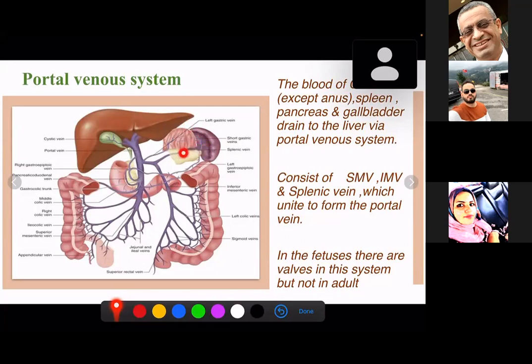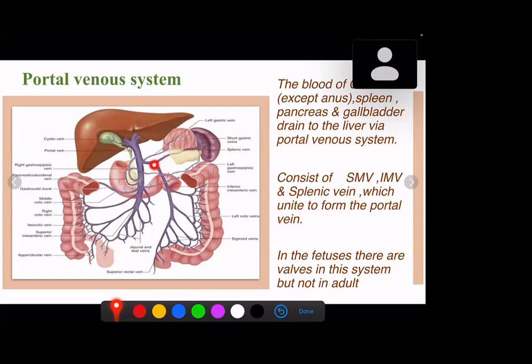Behind the body of the pancreas, it receives the inferior mesenteric vein. The inferior mesenteric vein receives the same tributaries as the inferior mesenteric artery, which are the superior rectal veins, the sigmoid veins, and the left colic vein. After joining the splenic vein, behind the neck of the pancreas, it will receive the superior mesenteric vein to form the portal vein.